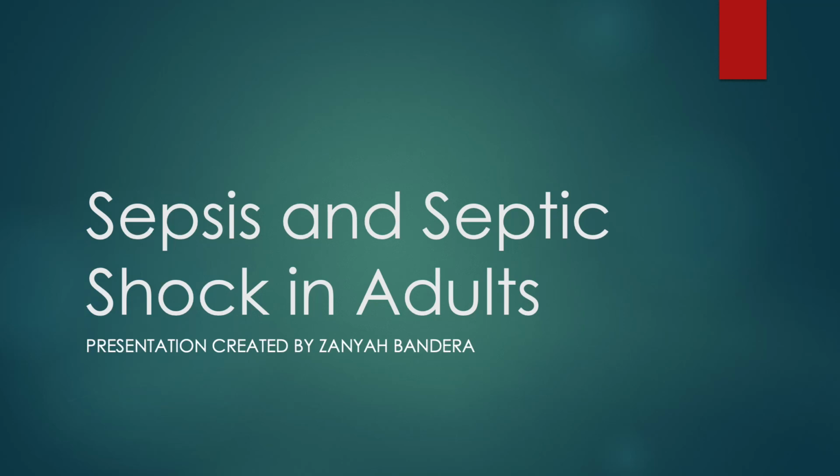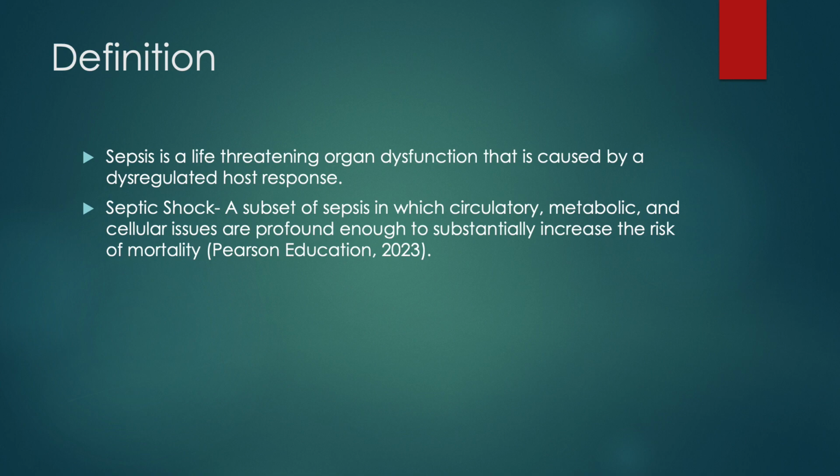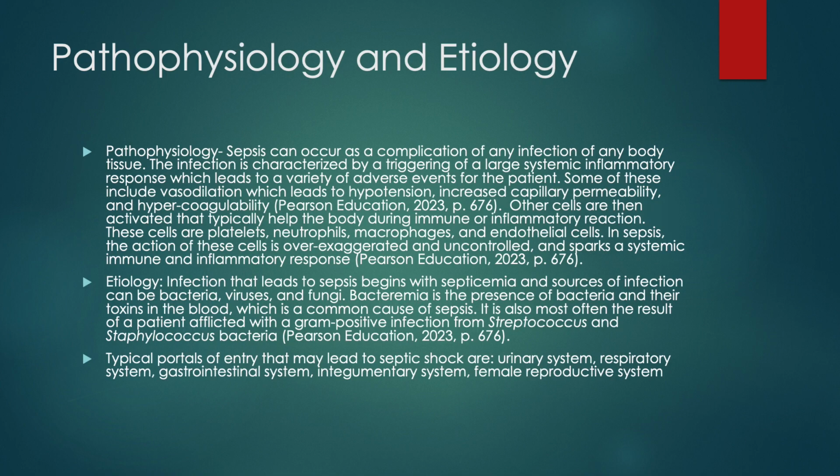Today I'm going to be teaching about sepsis and septic shock in adults. Sepsis is a life-threatening organ dysfunction that is caused by a dysregulated host response. Septic shock is a subset of sepsis in which circulatory, metabolic, and cellular issues are profound enough to substantially increase the risk of mortality.